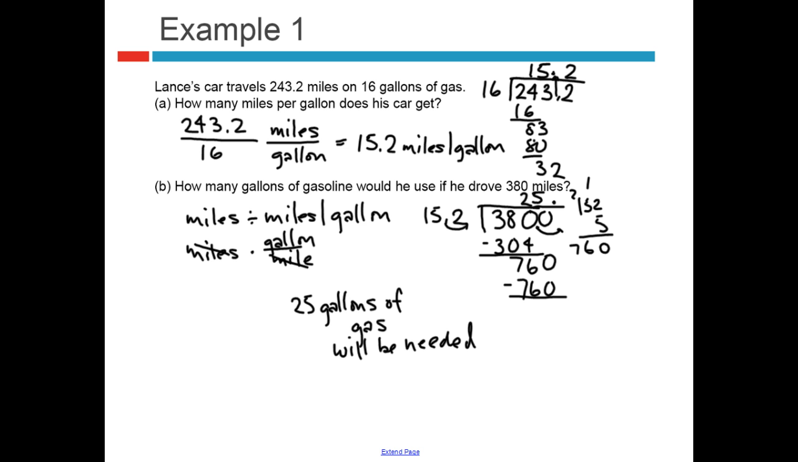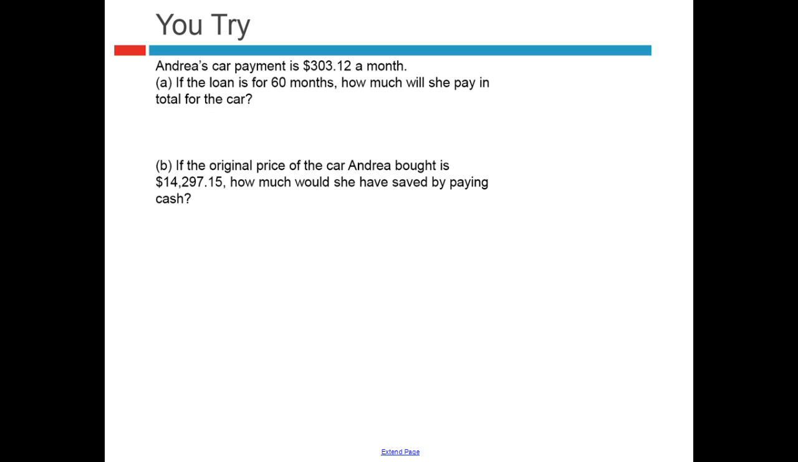So what I did was I took that 380 miles and I divided by 15.2, and it turned out that we get 25 gallons of gasoline that are needed. Now it's time for you to try a couple problems. I'll let you have some time, pause the video, and when you restart the video, I will come back and I will show you my solutions and see if we match in our thinking.